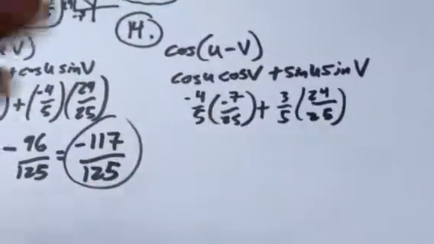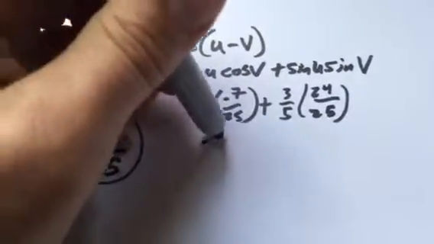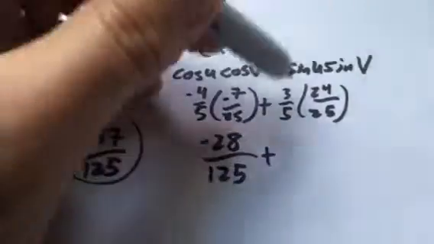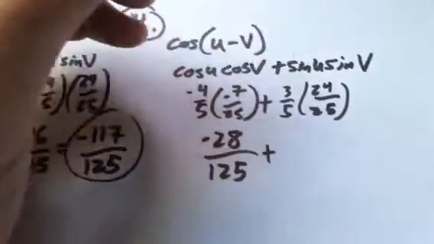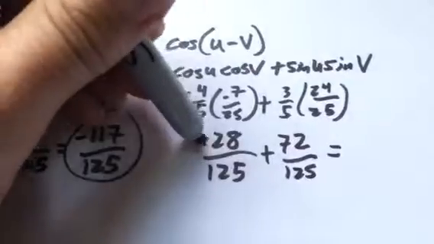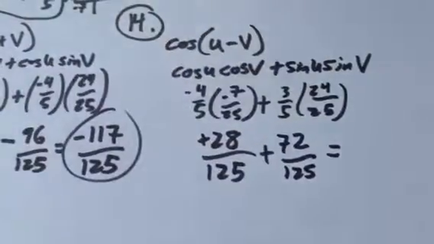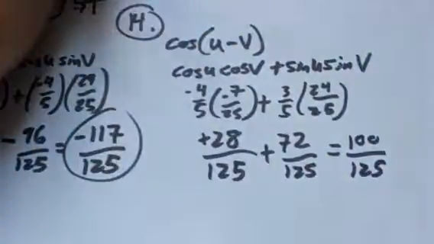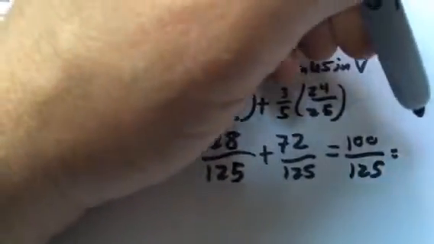So let me do a little bit of arithmetic. Negative 4 times negative 7 is negative 28. That's upon 125. Plus 72 over 125. Oh, that's positive. Negative times the negative is positive. So I add those together, 28, 72, 100. 100 over 125. That's good. Those are both divisible by 25. So that would be 4/5.